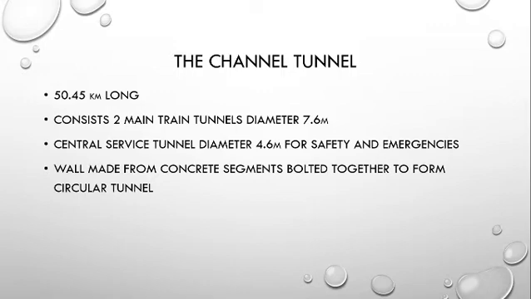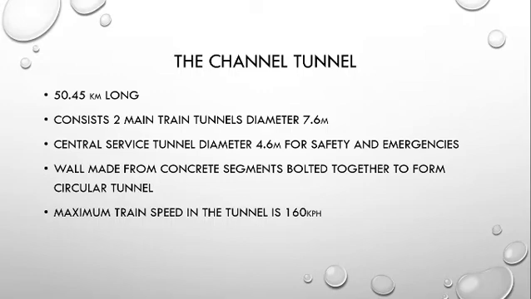The walls of the tunnels, after they've been bored by the tunnel boring machine, are then lined with concrete segments. When you bolt these concrete segments together, they form this circular tunnel wall. They're there to resist the pressures of the water and the soil which is above it. Inside the tunnel, the train has a maximum speed of 160 kilometres an hour, which is just slightly short of 100 miles per hour.